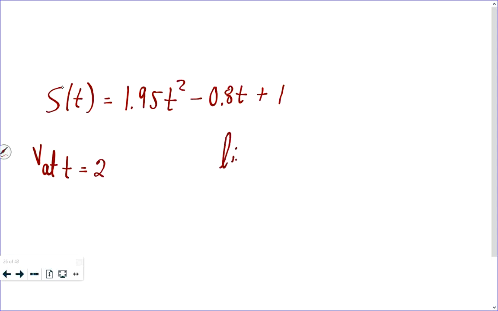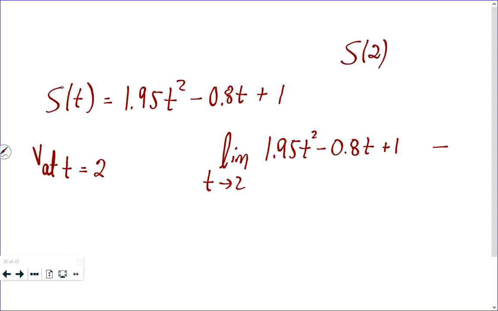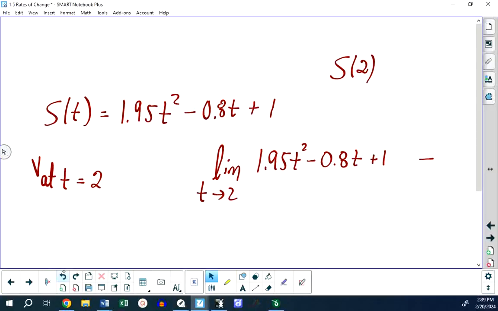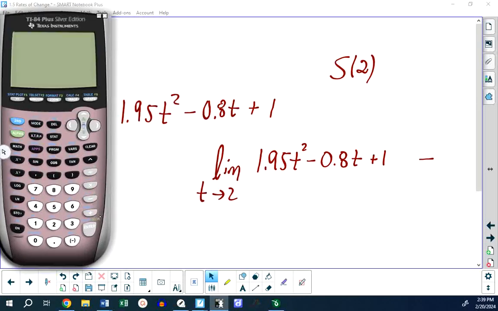This is going to become the limit as t approaches 2 of 1.95 t squared minus 0.8 t plus 1 minus whatever s of 2 is. And I would like everybody to calculate s of 2. So you're going to take 1.95 times 2 squared minus 0.8 times 2 plus 1. I'm going to do the same thing. It's easier to confirm by looking at nods of the head than asking people to tell me what they got.